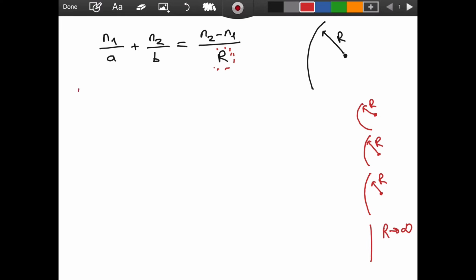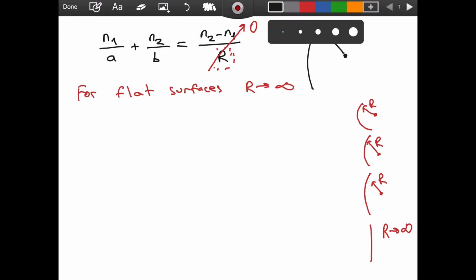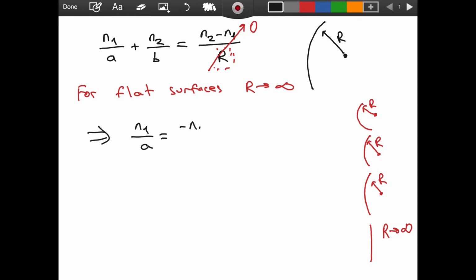So we say for flat surfaces, the radius of curvature r goes to infinity. As a result, we divide by a number that is very big, so we get a very tiny number. So this goes to 0. And if we subtract n2 divided by b from both sides, we get the desired equation, that is n1 divided by a is equal to negative n2 divided by b. And this is actually the formula.